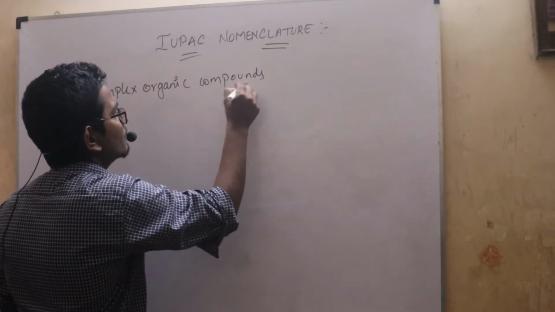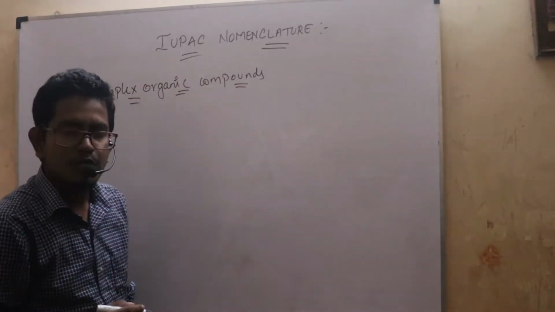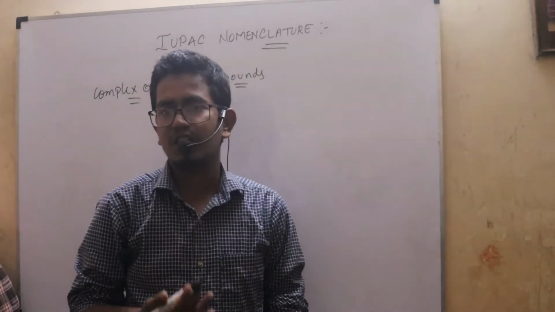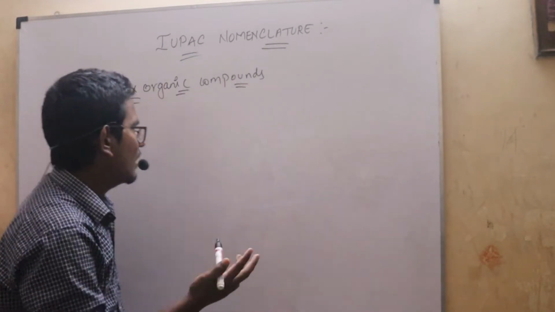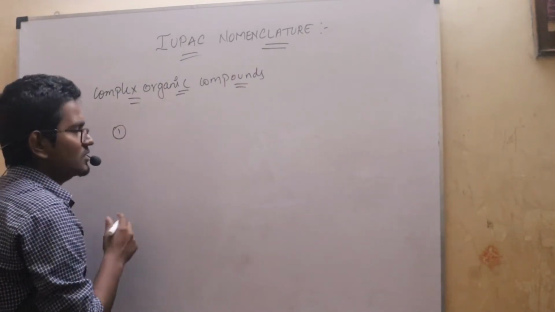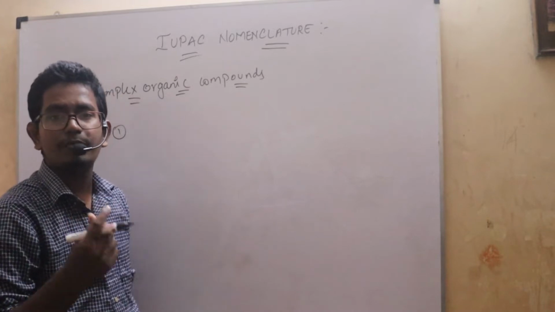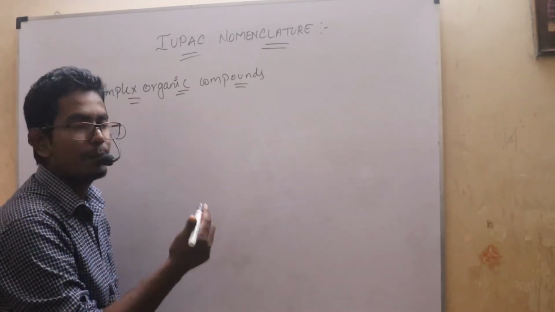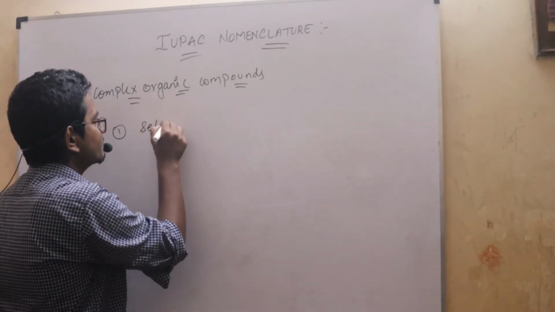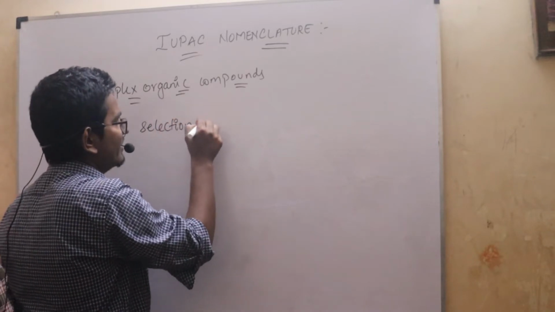For the naming of complex organic compounds, you have to follow some steps. There are 3 steps. What is the first step? The first step is the selection of the parent chain in a complex compound.